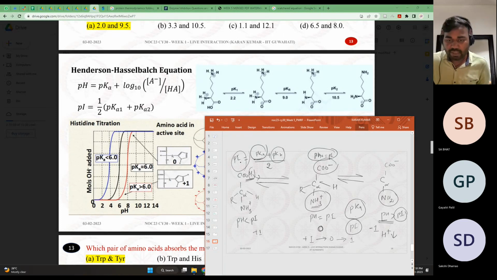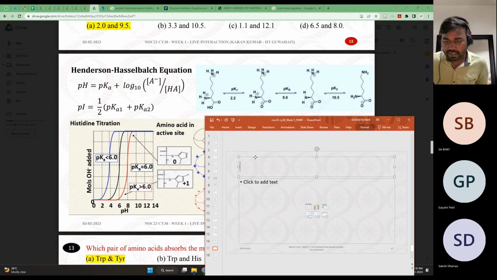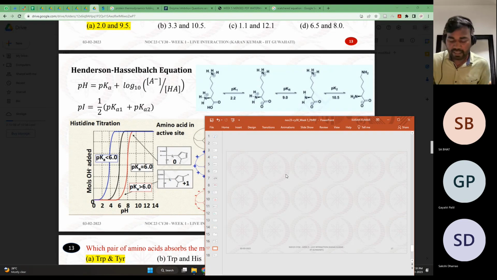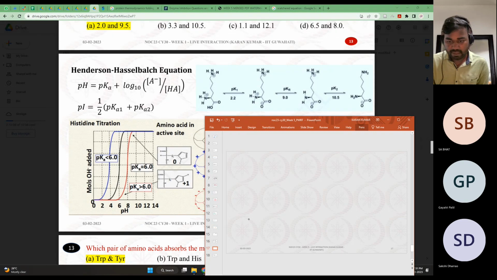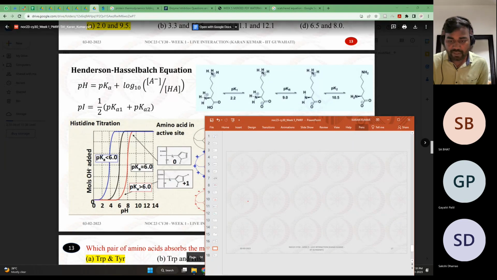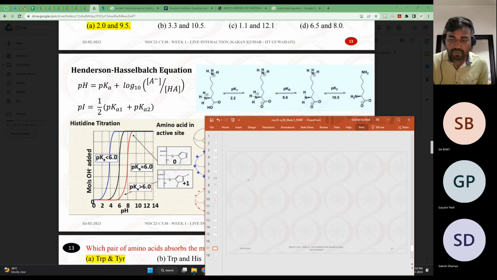Okay, so this was for the simple amino acid. Now let's take the case of an amino acid which has another side chain in its structure. This is the case of arginine. In arginine, you have a positive charge, right? So in the case of arginine, at the lower pH, there will be two conditions.